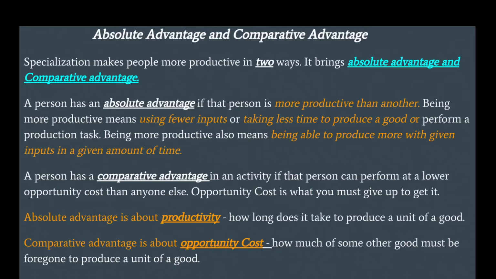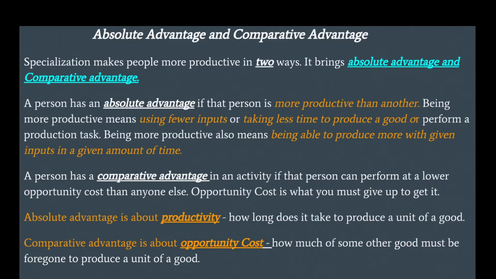Absolute advantage and comparative advantage. Specialization makes people more productive in two ways. It brings absolute advantage and comparative advantage. A person has an absolute advantage if that person is more productive than another. Being more productive means using fewer inputs or taking less time to produce a good or perform a production task. Being more productive also means being able to produce more with given inputs in a given amount of time.